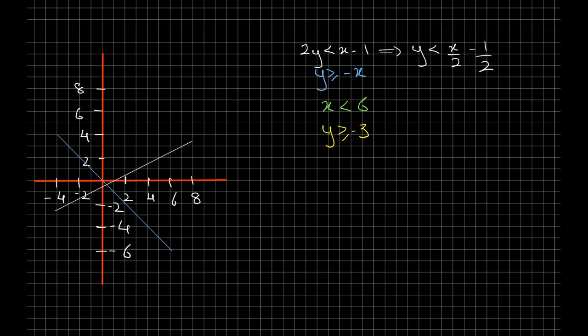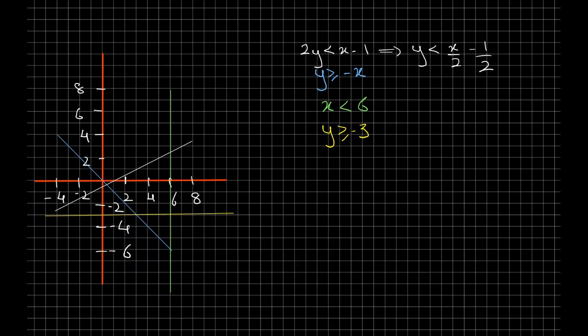Then there is the inequality x is less than 6. So let's draw x is equal to 6. So this is the line x is equal to 6. Now I have to be towards the left of the line because x is less than 6. And then I have y is greater than or equal to minus 3. So let me draw this line. y being equal to minus 3 is this line.